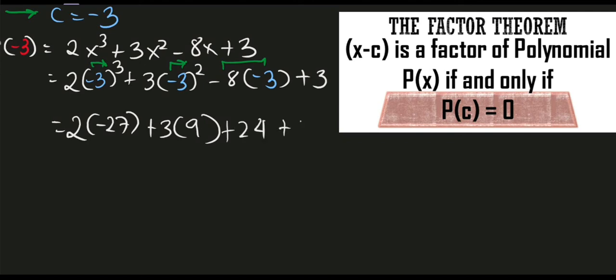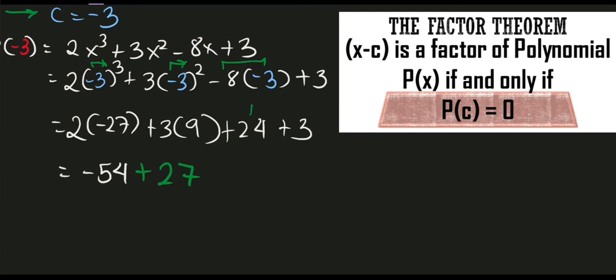And copy the remaining plus 3. Okay? So, simplify natin to. So, magkaroon tayo ng 2 times 27. That is negative 54. Alright? And then 3 times 9, that is plus 27.